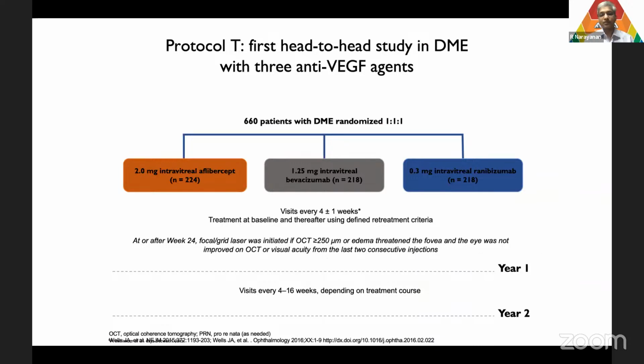What about protocol T? Protocol T compared aflibercept, bevacizumab, and ranibizumab. Can anyone tell what is aflibercept, what is bevacizumab, and what is ranibizumab? Anybody? What is aflibercept? Come on, guys, this is a very simple question. So they're typing in the chat box. You can see those responses. I'm sorry, I didn't look at the chat box earlier. Very nice. So anybody, what is aflibercept, the brand name or the trade name? What is bevacizumab? What is it?